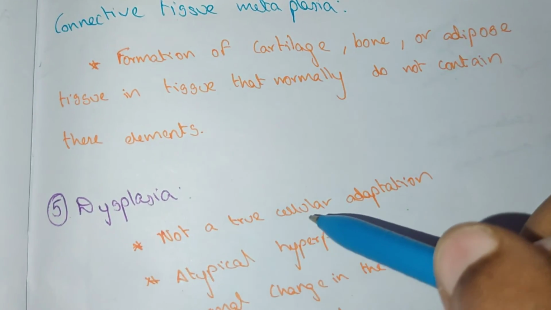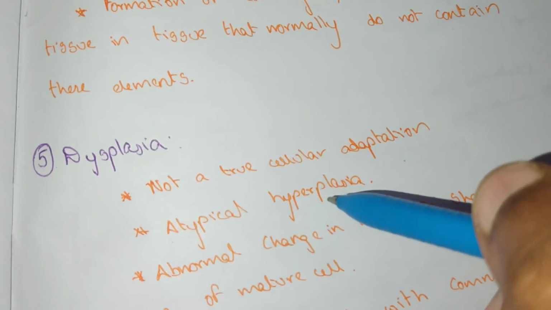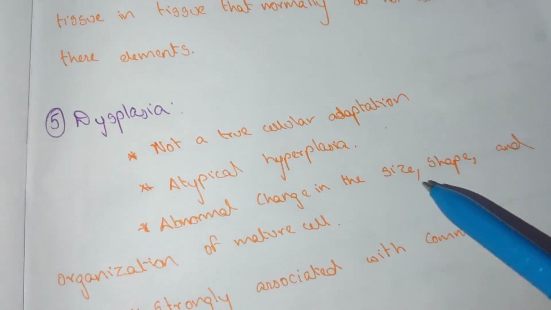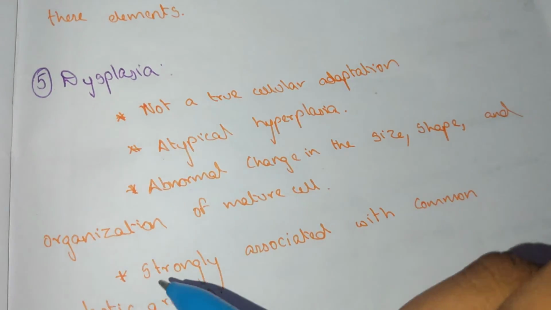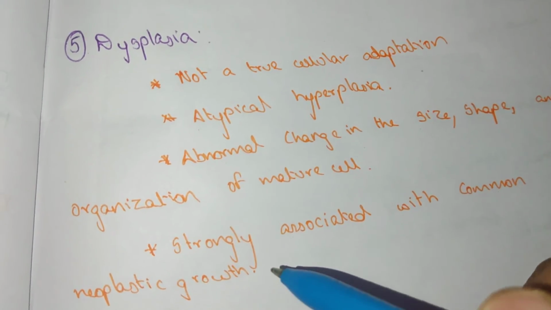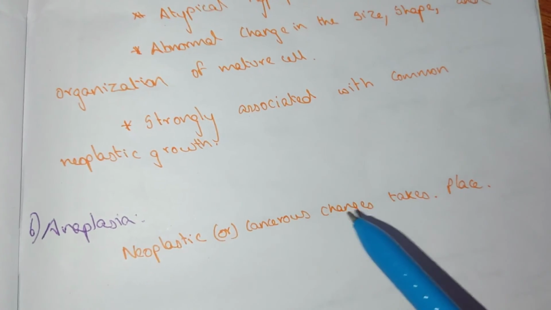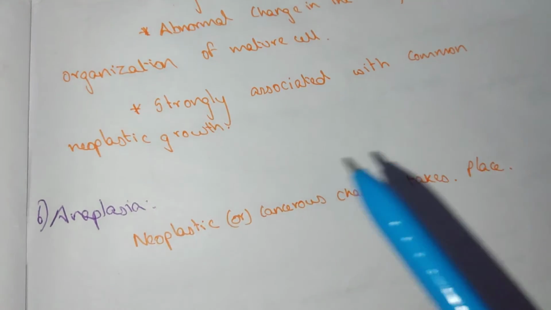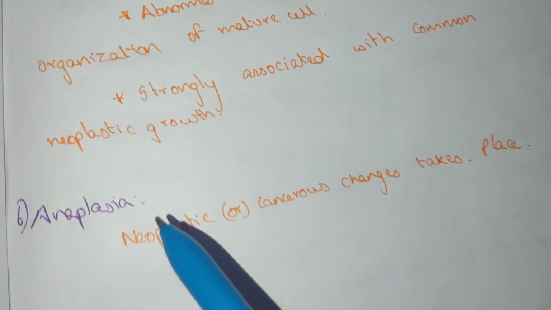Dysplasia is not a true cellular adaptation. It is an atypical hyperplasia, an abnormal change in the size, shape and organization of the mature cell, strongly associated with neoplastic growth. Anaplasia is where neoplastic, cancerous change takes place.